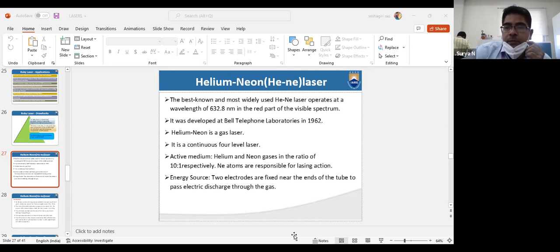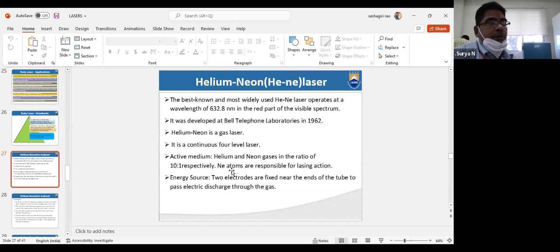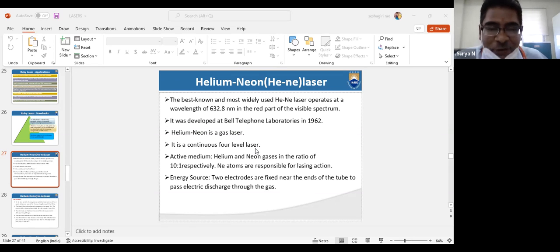So we shall see how the mechanism takes place. This is a very important laser. As I told you, in the ruby laser we spoke about a three level scheme, that is a ground state, an excited state, and the metastable state. But the helium neon laser is a gas laser which works on a four level system.